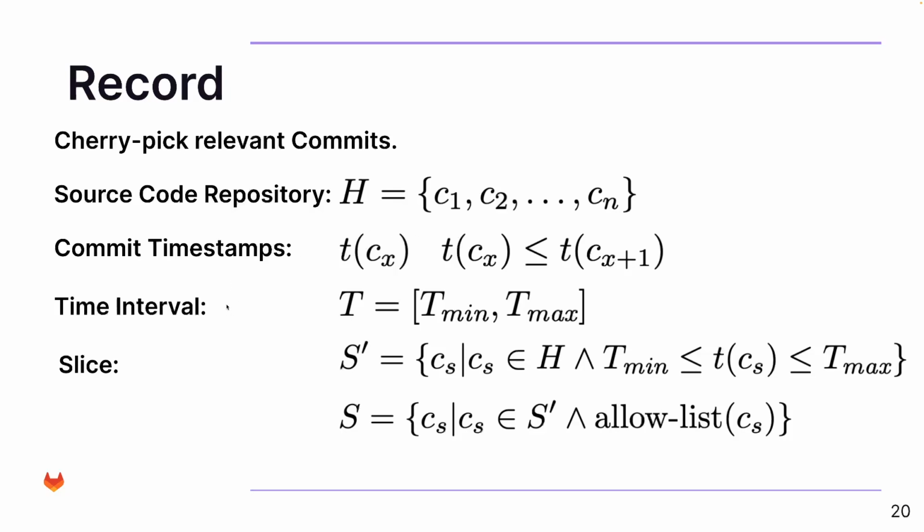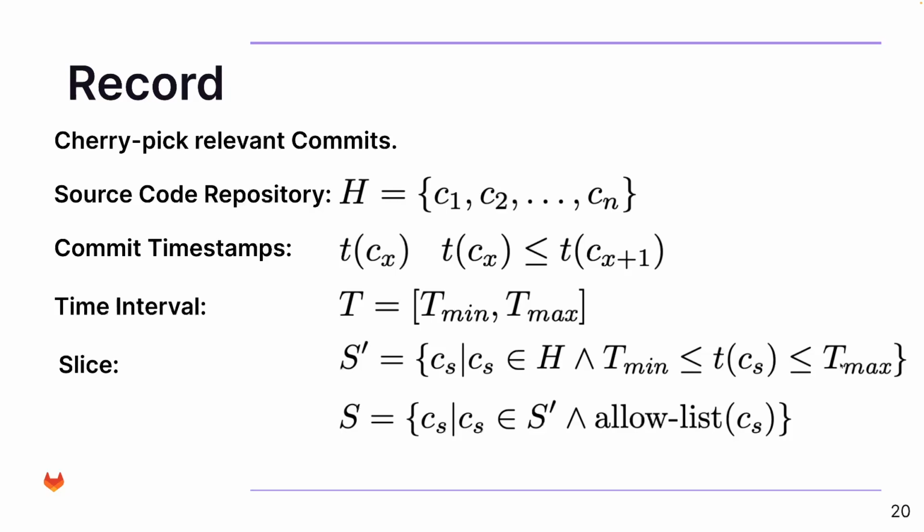Then we have two ways to influence which commits we want to look into. The first one is the time interval. We can tell SourceWarp what time interval we are interested in for extracting the commits. For that, we specify tmin and tmax. Then we would generate a slice, in this case S prime, and this slice contains all the commits that lie between tmin and tmax.